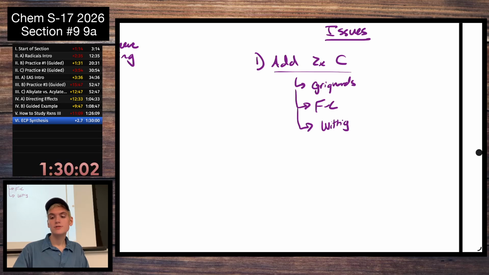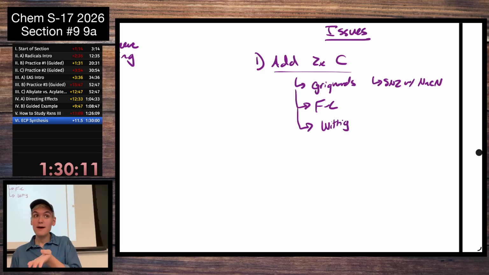And then what about just SN2 with NaCN? That's another way that we can make a carbon-carbon bond, carbon nucleophile. That's about it. Until lecture 10, these are basically the only ways that you know how to make carbon-carbon bonds for the exam. So if you need to add carbons, you've done one of these.